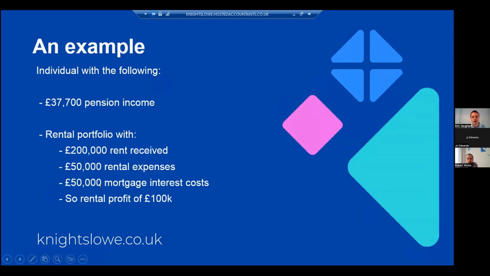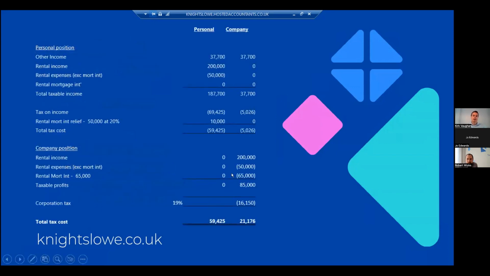There's also £50,000 worth of mortgage interest costs. So we've got a profit of £100,000, being the £200,000 rent, less £50,000 worth of costs and £50,000 worth of mortgage interest. So what I've done here is I'm just comparing. I've got the personal column down here, just to understand what the tax cost of that is.